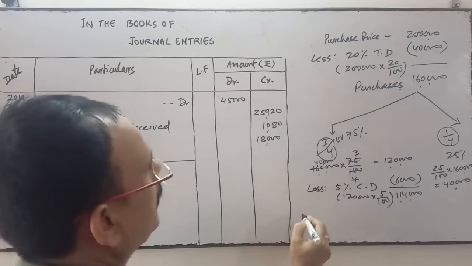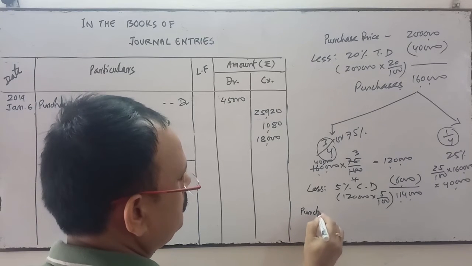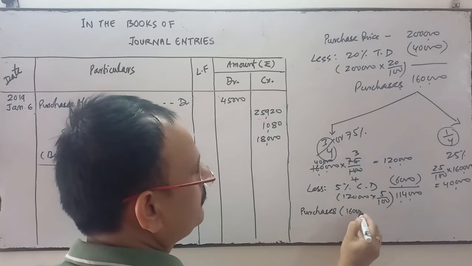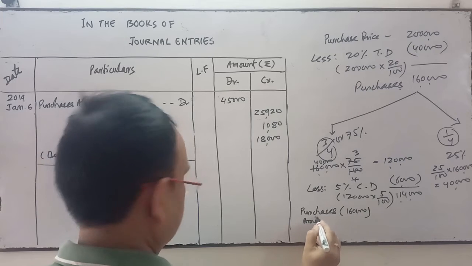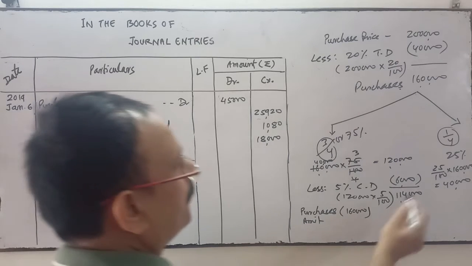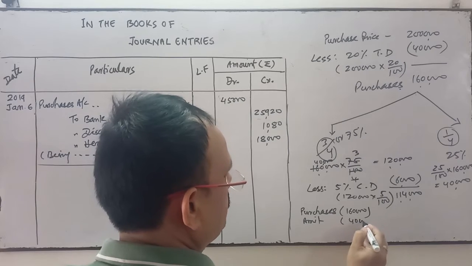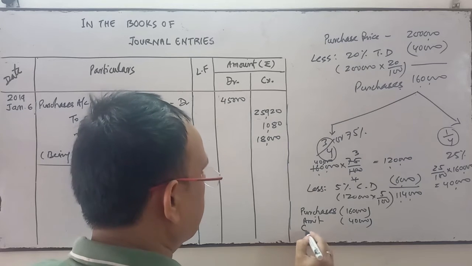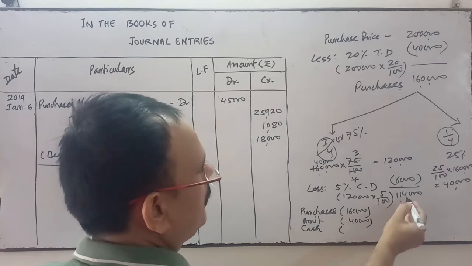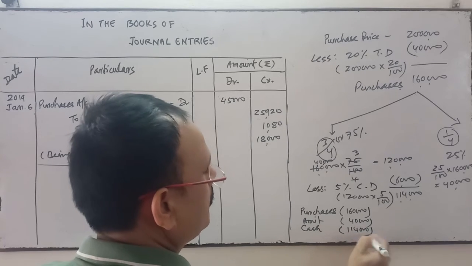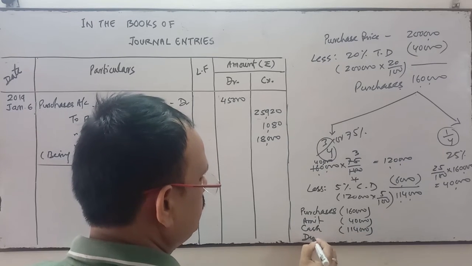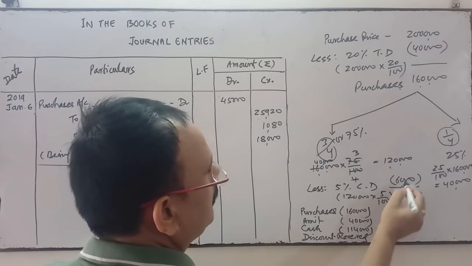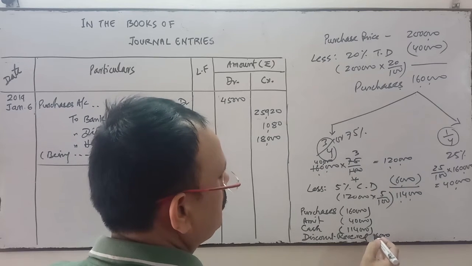The accounts, what accounts will we open? Purchase account. What will be the amount? 1,60,000. Okay. Amit account, for credit purchase, 40,000. Payment is done by cash or by check? Payment is done by cash. So cash account, this one, 1,14,000. We have done the payment by cash. And discount received is our income. This one, 6,000, we get the discount.